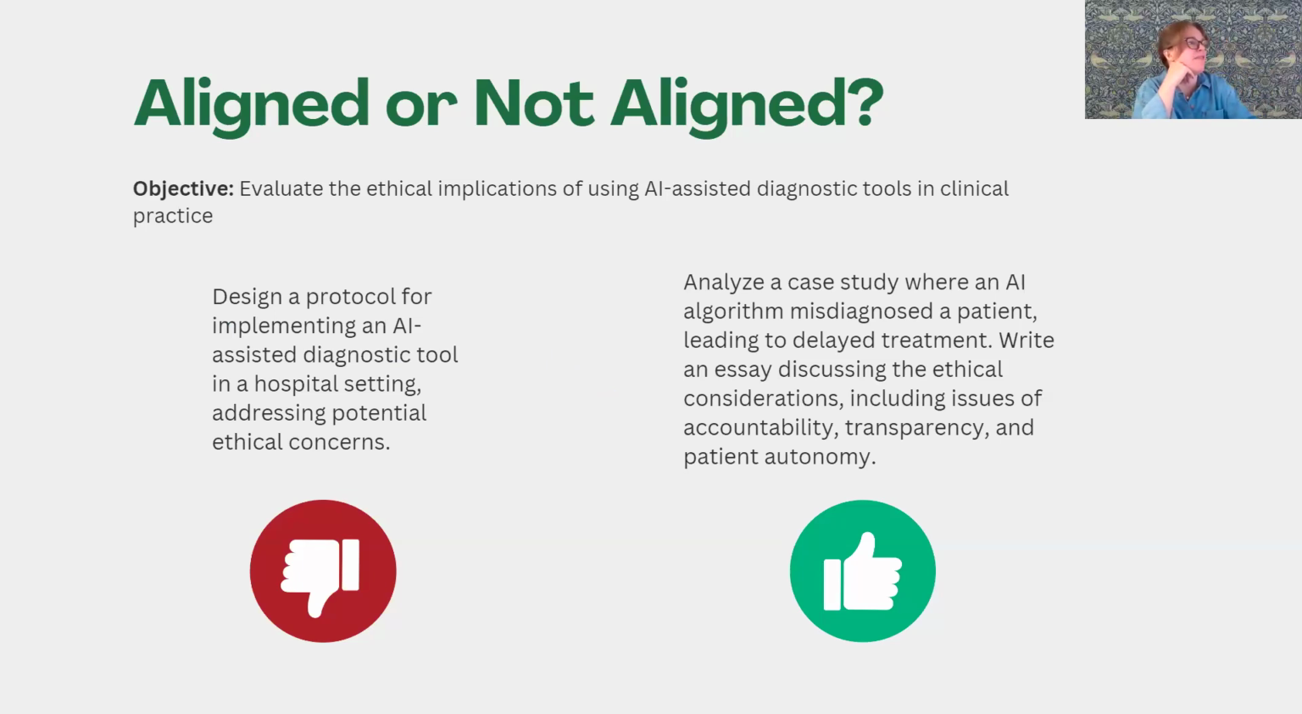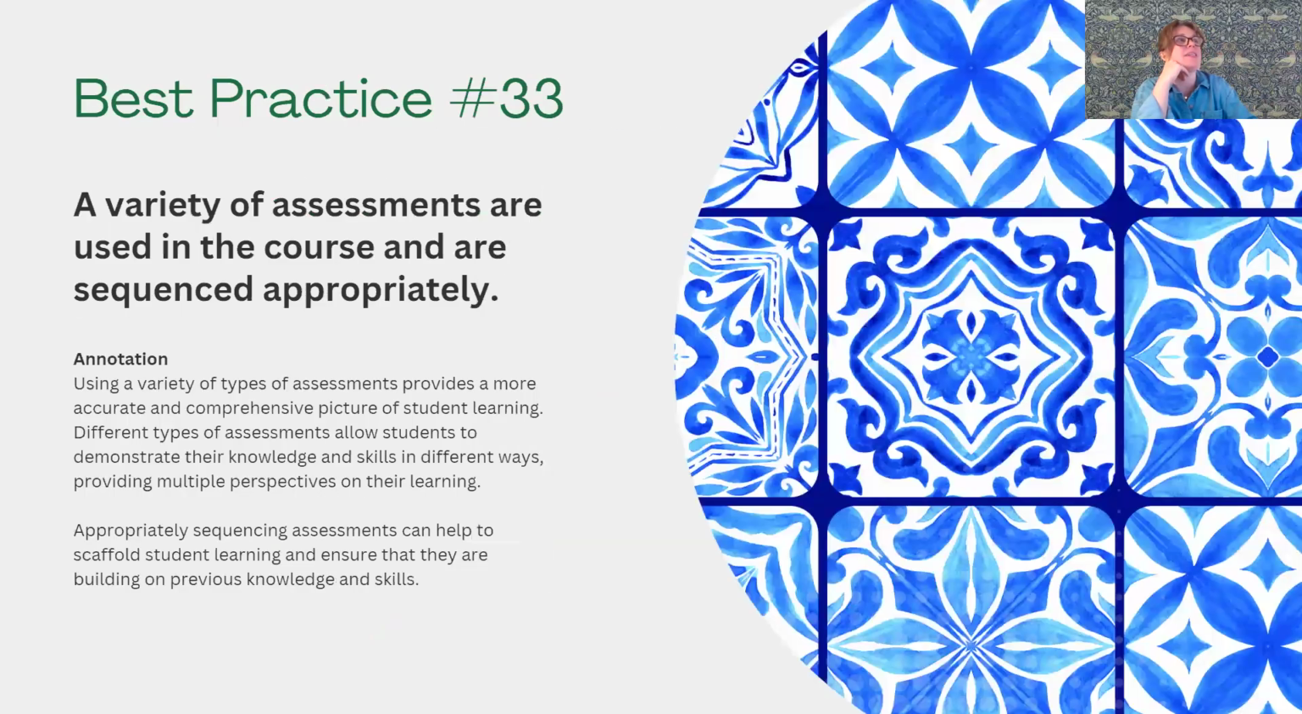So just again, to be mindful of alignment, think about those verbs: what you're expecting students to know should match the task, right? This leads us to best practice 33, which is very much connected to 32, and relates specifically to assessment variety and sequencing. That's pretty much it in a nutshell, right? The annotation talks about variety providing a more accurate and comprehensive picture and the importance of sequencing.